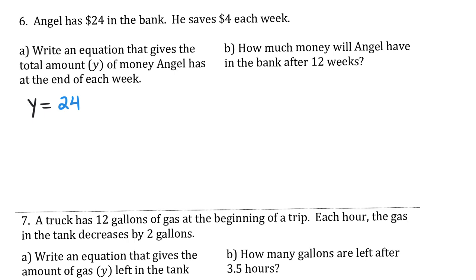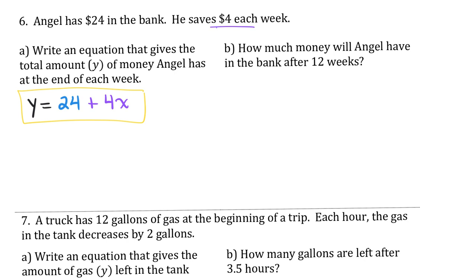If he is saving $4 each week, is the amount of money he has going up or down? It should be going up. He's not spending, he's saving. So we're going to plus $4 each week. We're going to call that x. Are we done? Yep, I think that's good.